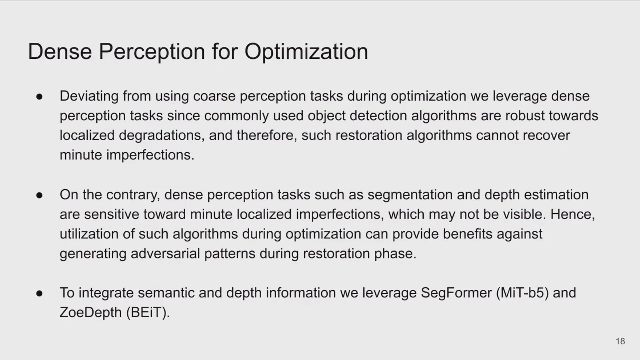So deviating from using coarse perception tasks during the optimization, we leverage dense perception tasks, since commonly used object detection algorithms, which are used for the optimization process, are robust towards localized degradations, and therefore such restoration algorithms cannot recover minute imperfections. On the contrary, dense perception tasks such as segmentation and depth estimation are sensitive towards minute localized imperfections which may not be visible to the human eye. Hence, utilization of such algorithms during optimization can provide benefits against generating adversarial patterns during the restoration phase. To integrate semantic and depth information, we leverage SegFormer and the Zoe depth networks for performing semantic and depth estimation.